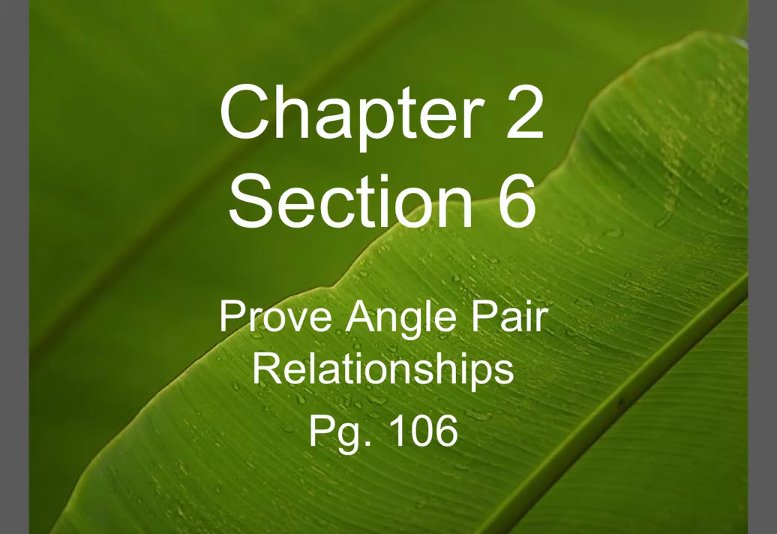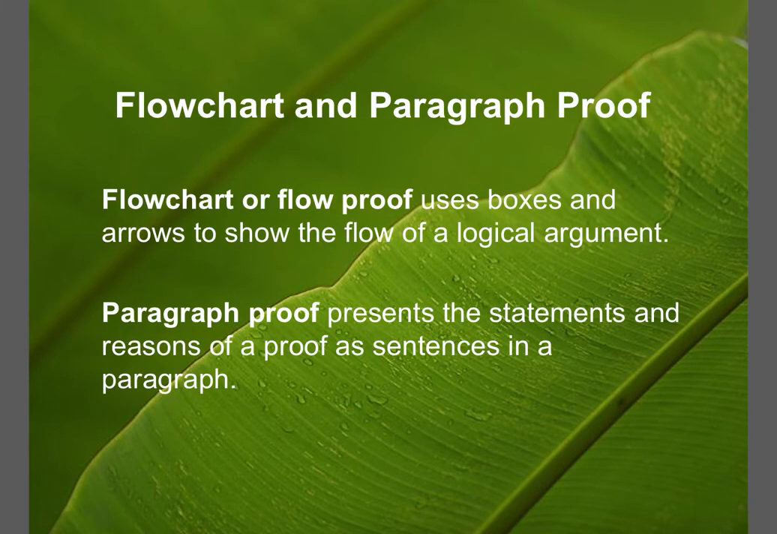90 minus? Okay, chapter 2, section 6 is proving angle pair relationships. So we're going to learn a couple more things about angle pair relationships, and then we're going to use it in proofs. The first is, obviously we talked about this yesterday, but there's two additional to the 2-column proofs, 2 different kinds, a flow chart and a paragraph.